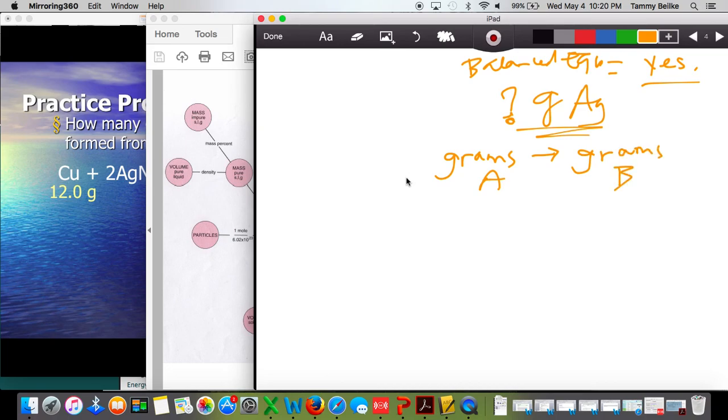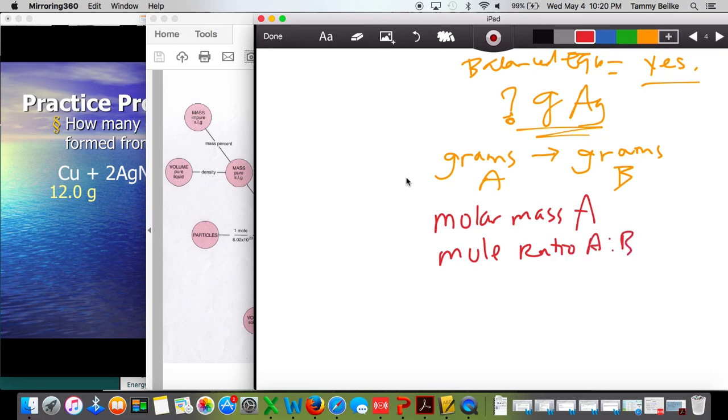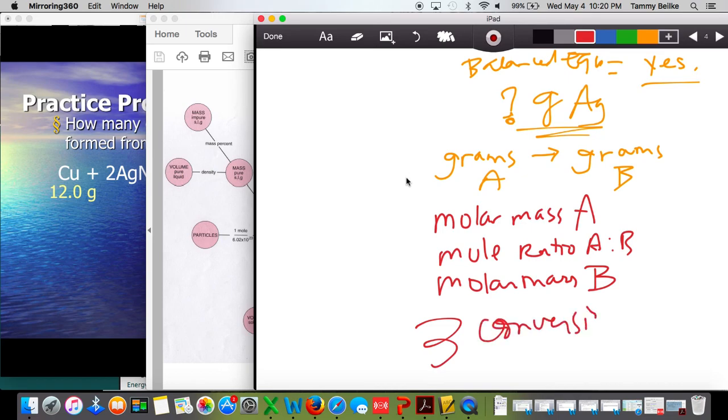Okay. I'm going to use molar mass of A, mole ratio of A to B, and molar mass of B. 3 conversions. Conversion factors. Okay? 3 conversion factors for my factor label method.